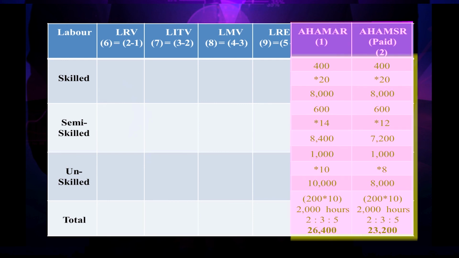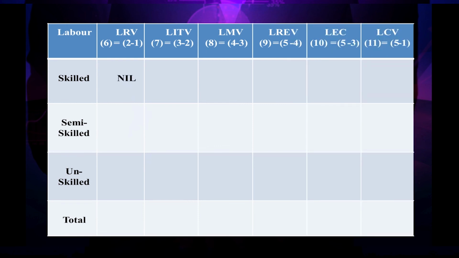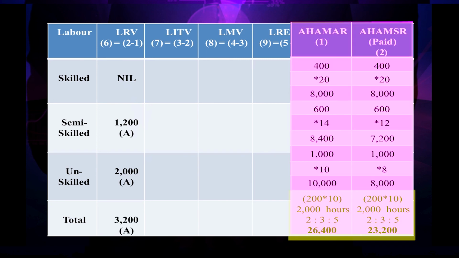Column 6 is column 2 minus column 1. So, for skilled labor, the labor rate variance is nil, for semi-skilled it is 1200 adverse, for unskilled 2000 adverse. The sum total of labor rate variance across all the 3 varieties is 3200 A, which we can prove where the column total 2 minus column total 1 will be 3200 A. If this holds true, then all internal variances are correct.